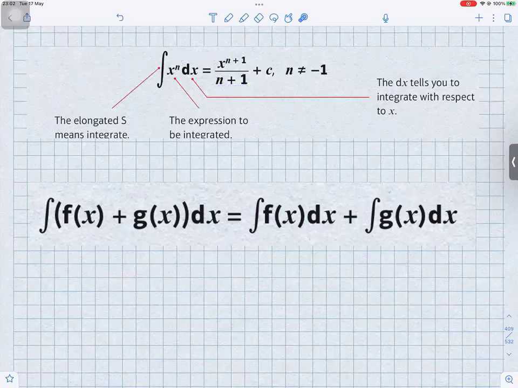And when you integrate two terms, f of x is one term, g of x is another term, what you do is integrate them separately. Integrate f of x with respect to x and write the answer. And then plus, you integrate g of x with respect to x and write the answer. So you separate them and integrate them.